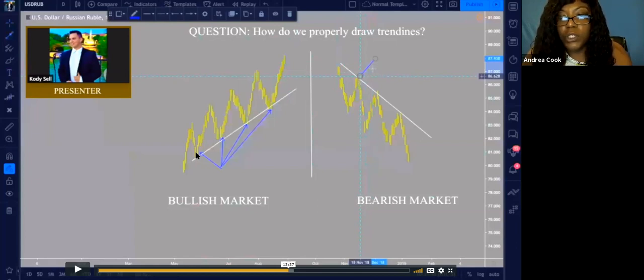Over here with the bullish market, we want to buy when it's low. So we want to buy it when it's down here, off this trend line. It's a buyer's market.